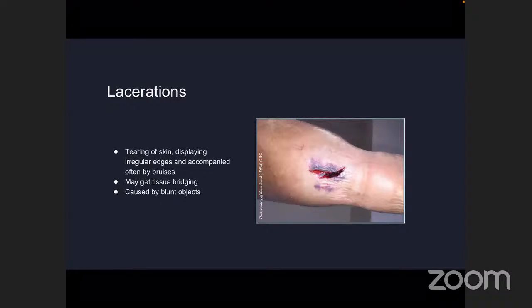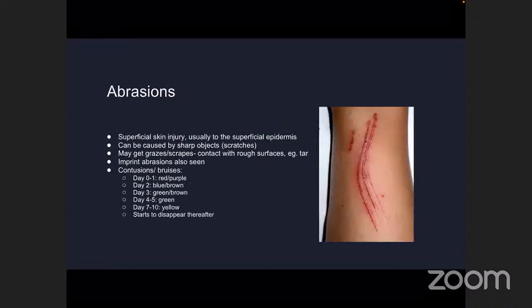In terms of lacerations, you have tearing of the skin with irregular edges, often accompanied by bruising of surrounding tissues. And you may occasionally find tissue bridging, which is basically strands of tissue going across the width of the wound. They are usually caused by blunt objects, so it can be rocks or bricks or something to that effect.